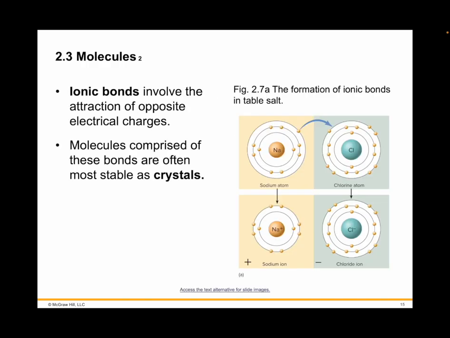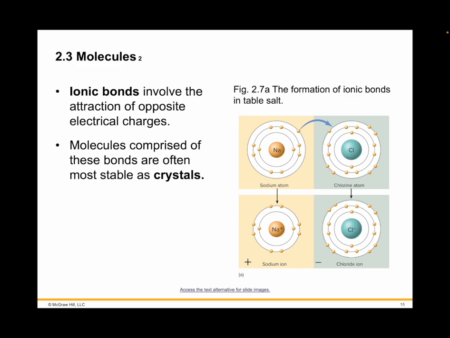So now let's explain how ionic bonds promote crystal formation. Chemical bonds called ionic bonds form when atoms are attracted to each other by opposite electrical charges. Just as the positive pole of a magnet is attracted to the negative pole of another, so an atom can form a strong link with another atom if they have opposite electrical charges. Because an atom with an electrical charge is an ion, these bonds are called ionic bonds, as you can see here in figure 2.7a.